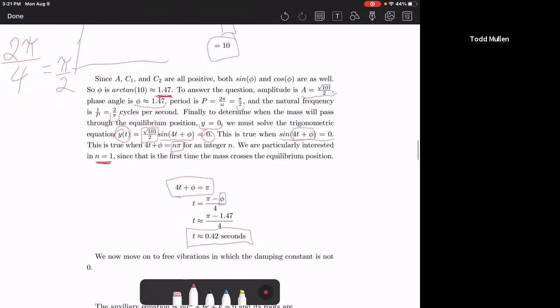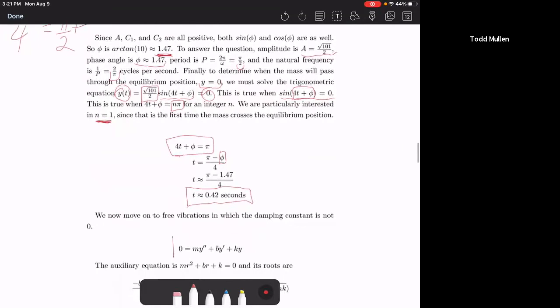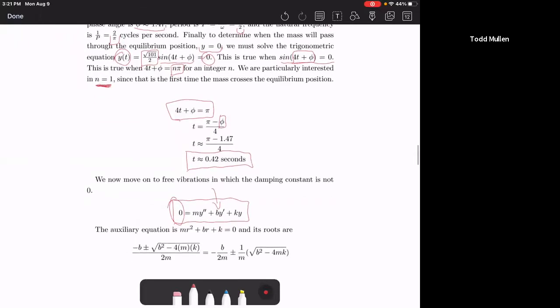Okay, now we're going to move on to free vibrations in which the damping constant is not 0. So we're going to take some b values now that aren't 0. So we're still going to have it free, so the external force is 0, but now we have a b value in here. This auxiliary equation isn't as nice as the previous one. We have to use our quadratic formula, and these are our two solutions. Notice the plus or minus, so there's two solutions in there.